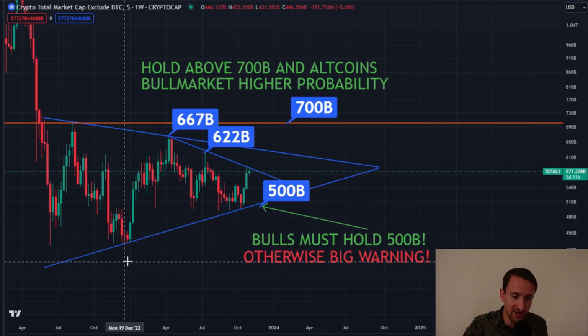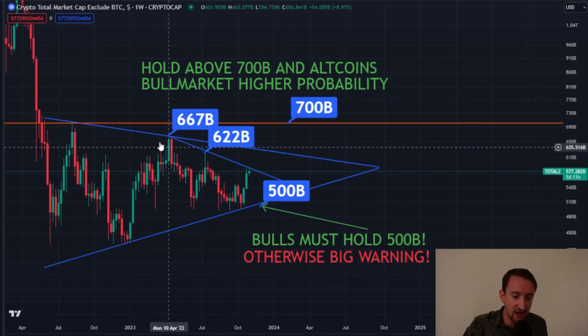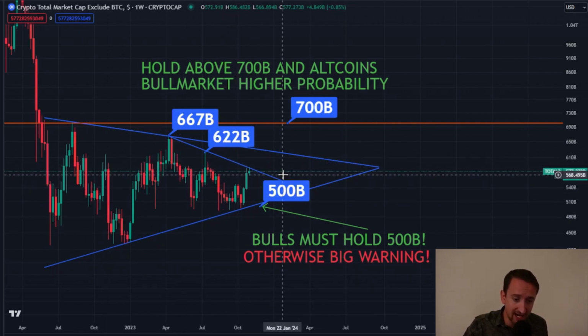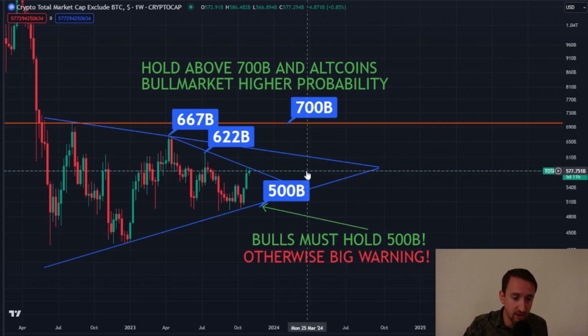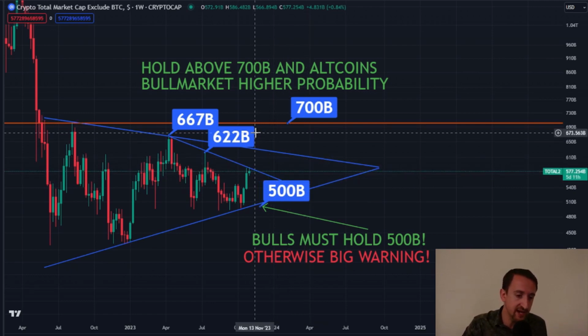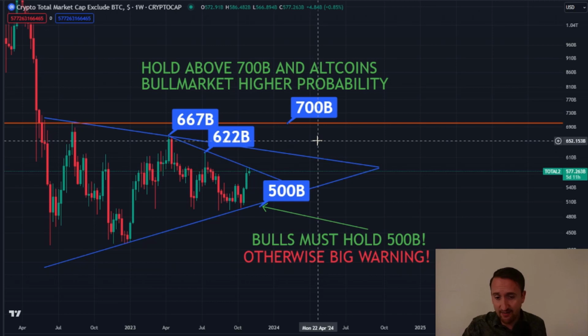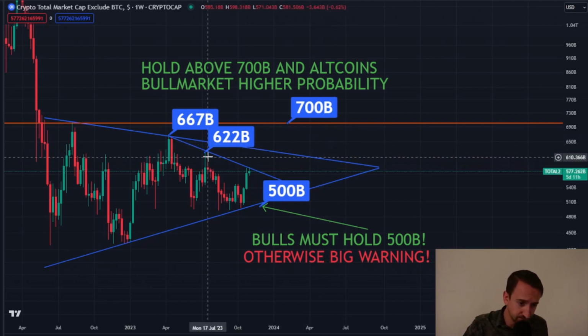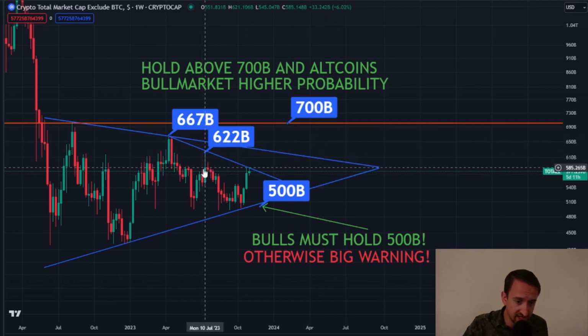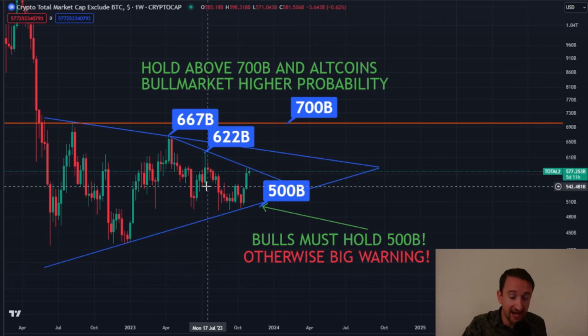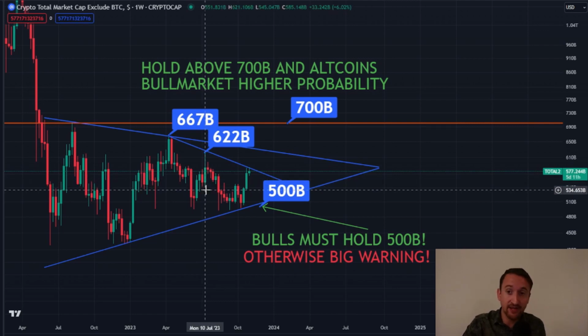We're in more of a sort of triangular wedge here, where we're setting higher lows and lower highs. Lower highs being the key one for me at the moment. So again, just wait for some confirmation, right? Currently, at time of recording, we're at 577 billion. Got rejected off this 622. That was only in July this year.